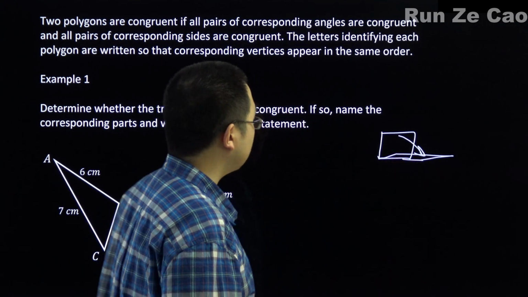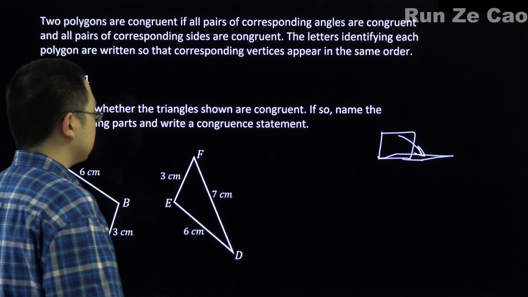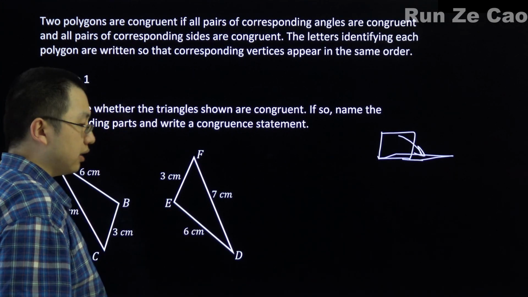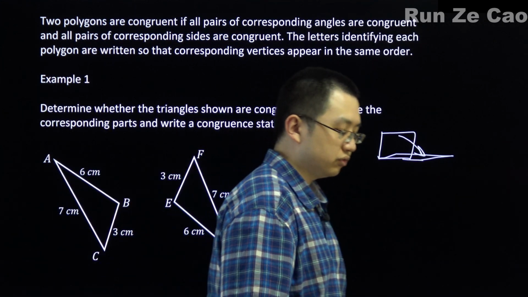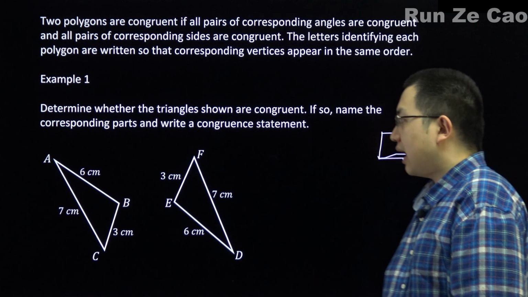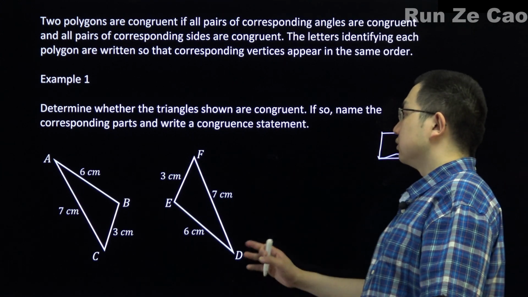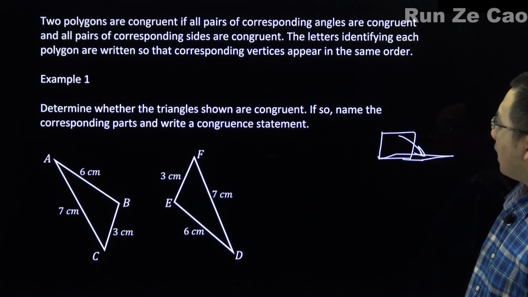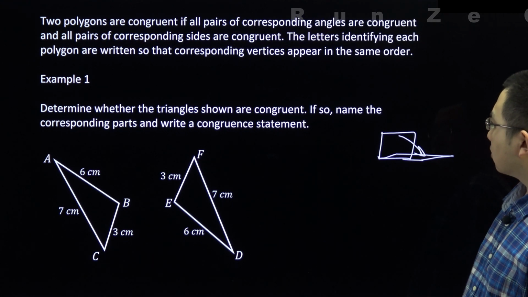The side lengths don't have to change for the angles to change. Whereas a triangle, if you try to change one of the angles, the side lengths will have to change, at least one of them. You try to change one of the sides, well, you're going to have to change the angles too. So determine whether the triangles shown are congruent.